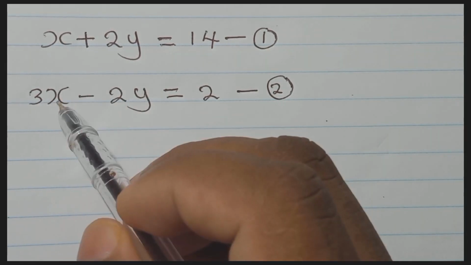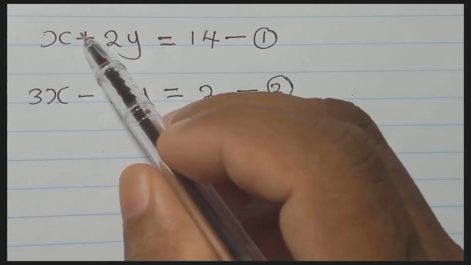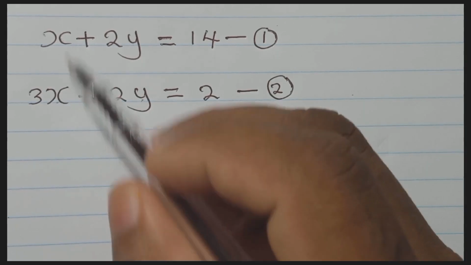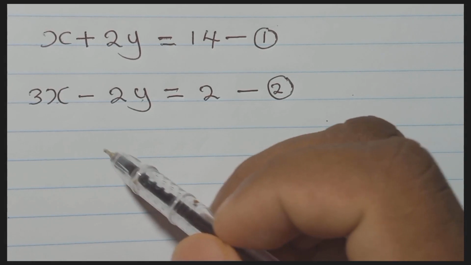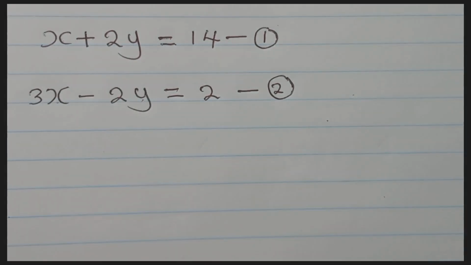Here x is 5, here also x is 5, here y is 2, then here also y is 2. If this is 7, then here x is also 7, the same answer. So normally we call it simultaneous equations. Now I will discuss three methods to solve simultaneous equations, and at the end of this video I will tell you what the best method is.